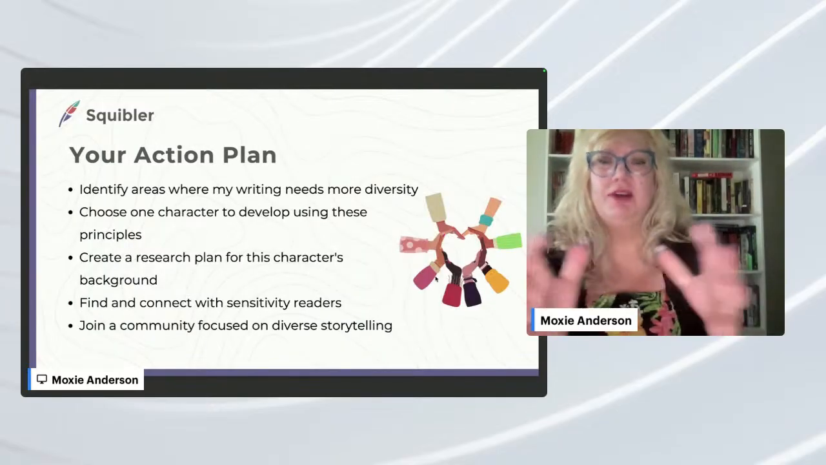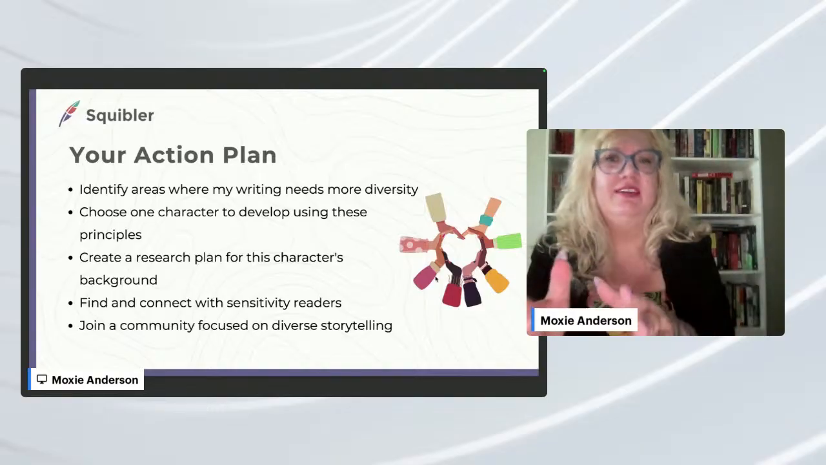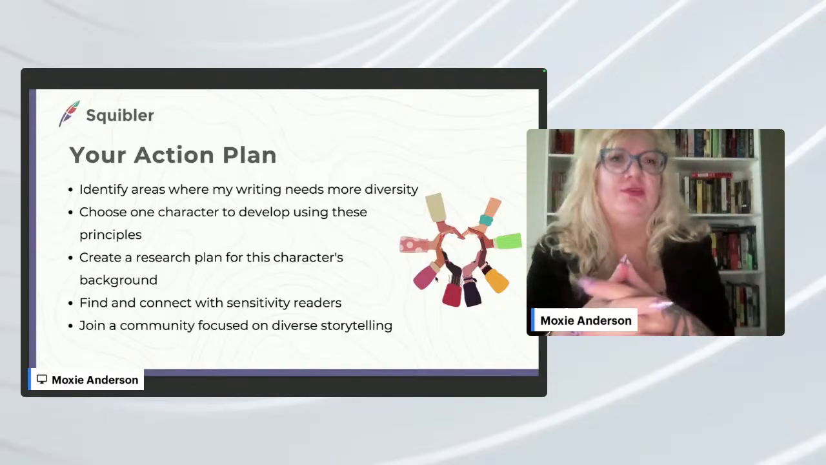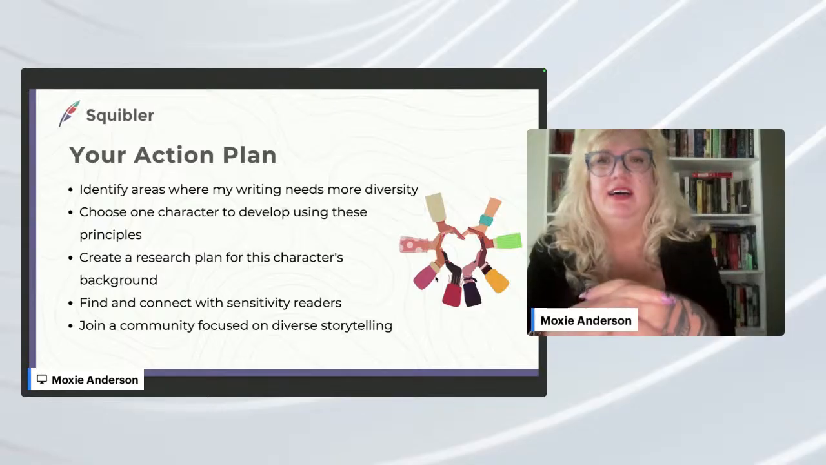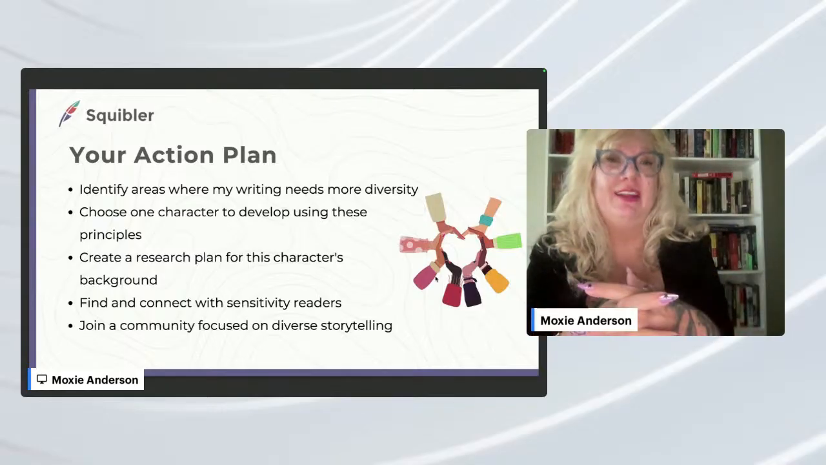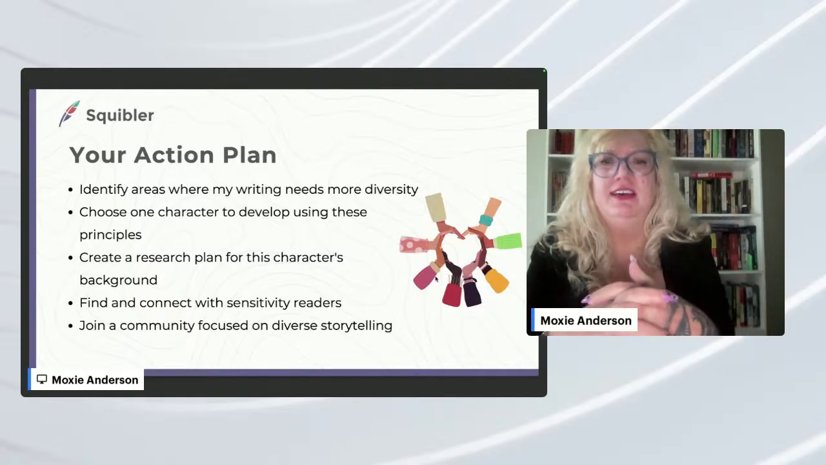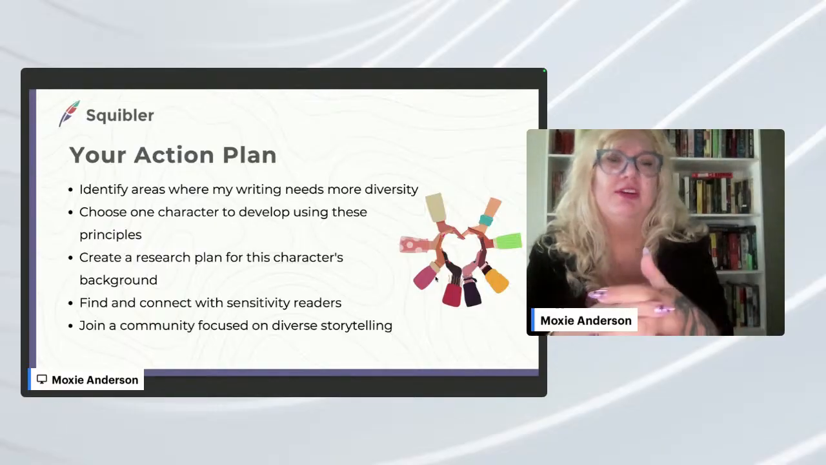One thing that you might think about with your action plan is to identify some areas where your writing could use more diversity. Choose one character to develop using those principles that we've gone over. Create a research plan for this character's background and find and connect with sensitivity readers, or join a community focused on diverse storytelling.